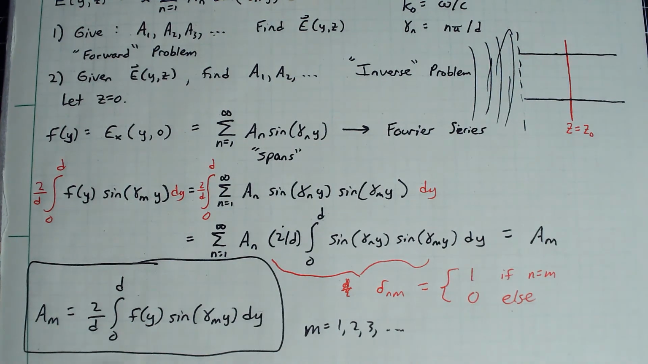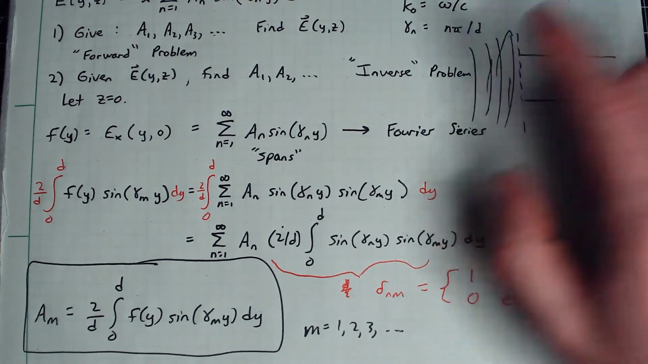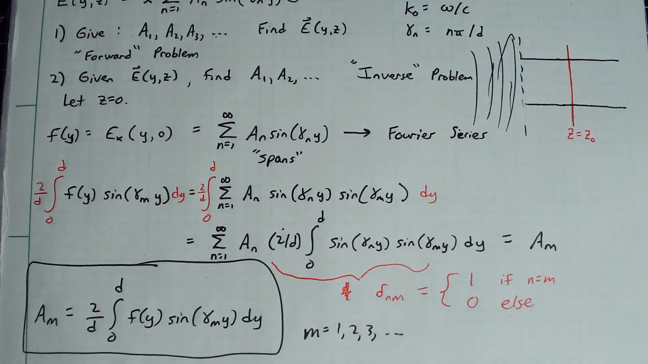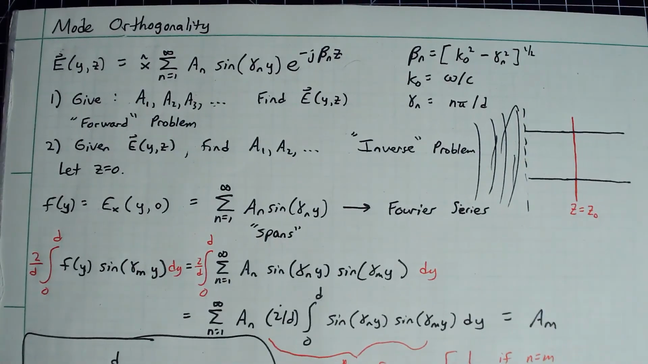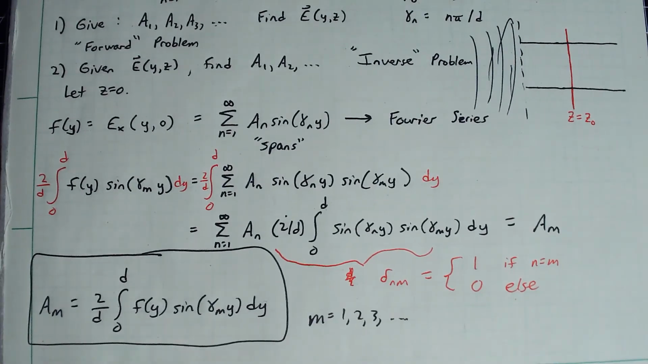So this little property essentially allows me to figure out how this waveguide will behave if I excite it with some particular profile. Okay, so that is mode orthogonality in a nutshell. Just remember, this equation here is the key insight.